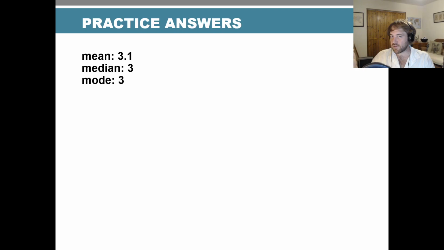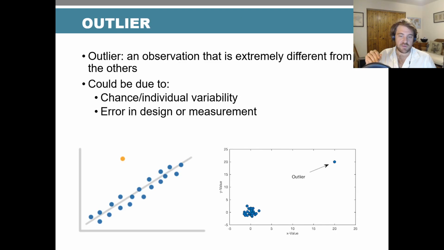Great. Let's talk about outliers really quickly. We're going to use the same data set. I'm getting ahead of myself. So an outlier is any observation that's extremely different from the others. Here's some pictures of what's going on.